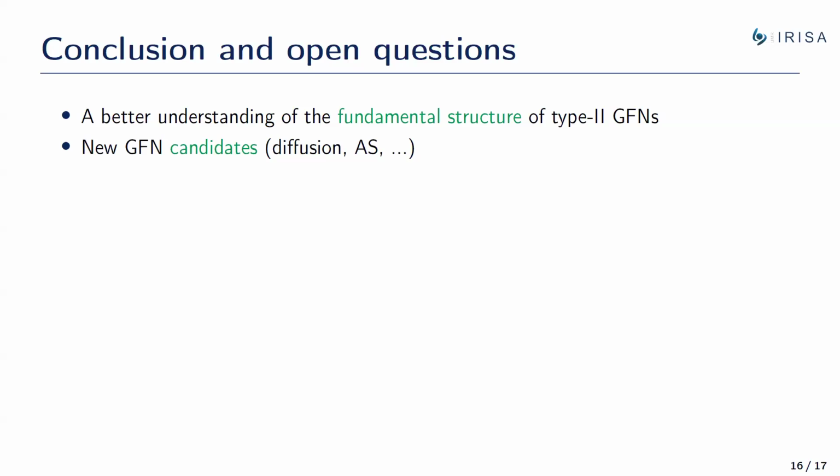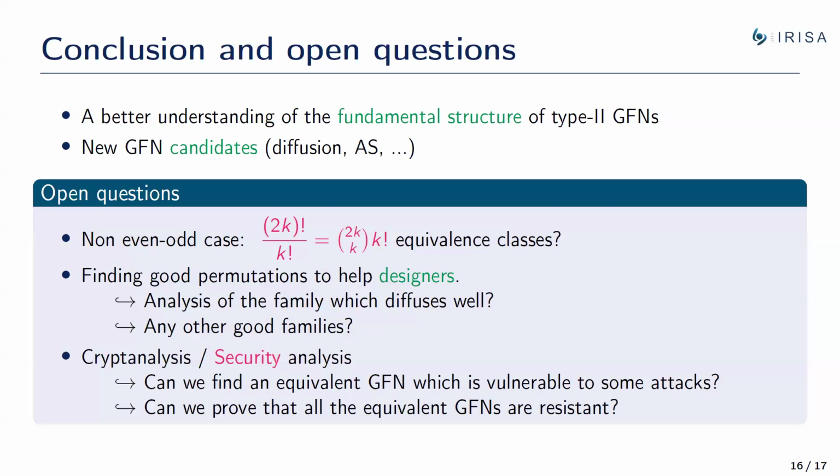So to conclude, this work brings a better understanding of the fundamental structure of type 2 GFNs because we notice that we can consider the difference of the permutations and so on, and we count the equivalence classes. And we also introduce new GFN candidates that are good regarding diffusion or the number of active S-boxes.